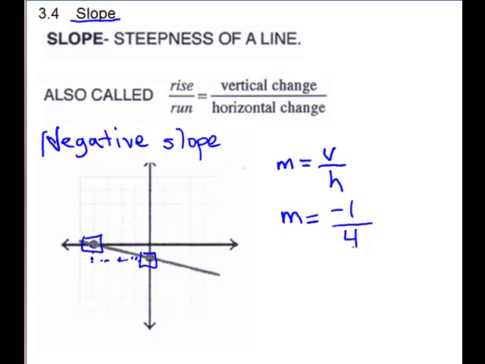If I wanted to count the other way, I would have started here. I would have gone up 1. But then I would have had to go to the left 4. Remember, if you only have one negative, it doesn't matter where it is. These are the same, so you could go either way.